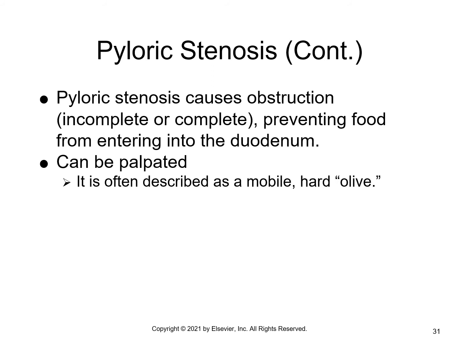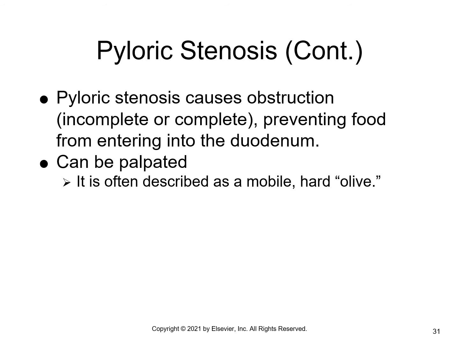Now, pyloric stenosis can cause complete or incomplete obstruction, so the extent of the overgrowth of that stenotic tissue is going to determine if it lets some or no food and fluids through. And obviously, the complete is going to be a much more urgent surgery than the incomplete, but both of these will typically be surgically corrected.